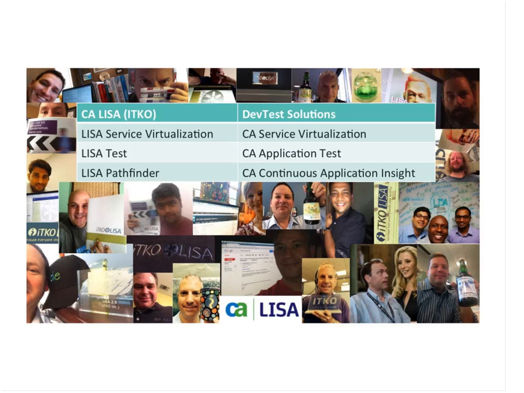So to kick off, as you know, we've renamed a lot of the products. If you think of the classic CA Lisa or ITQ Lisa, we now refer to that as DevTest Solutions. So when we would normally say Lisa 8, this is now DevTest Solutions 8. We've renamed Lisa Service Virtualization to CA Service Virtualization. Lisa Test is now CA Application Test. And remember, that's really good for applications and APIs and your mobile testing. So when we say application, it's the big picture. And then Lisa Pathfinder is now Continuous Application Insight. And you'll notice it's got a great new UI and some cool new things in it.